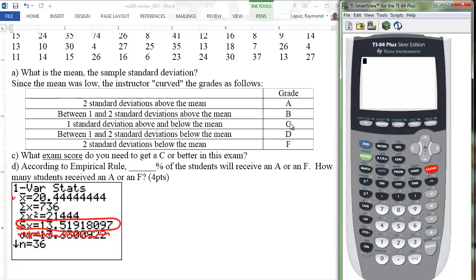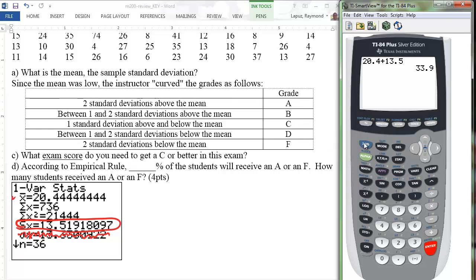So let's take a look at our 20.4 as our mean, and then if we're going to add 1 standard deviation, I'm going to add 13.5 as our standard deviation. So 1 standard deviation above the mean is 33.9, so that's going to give us the top C range.